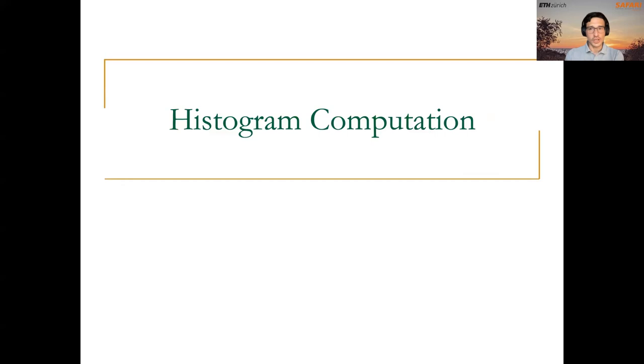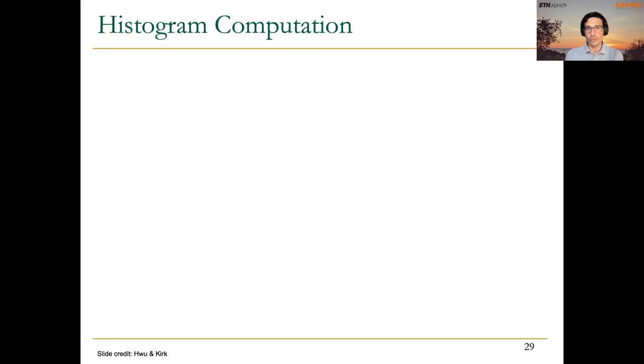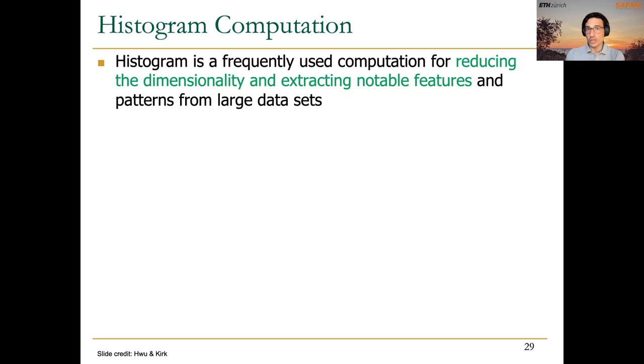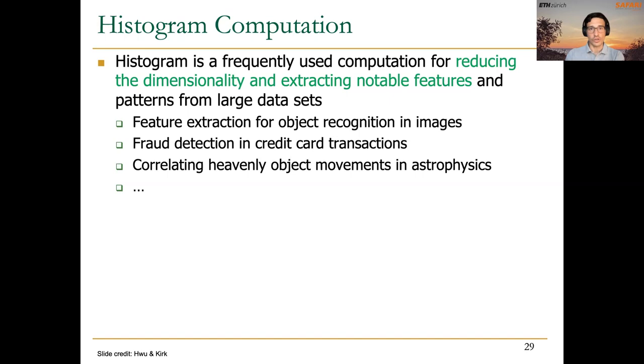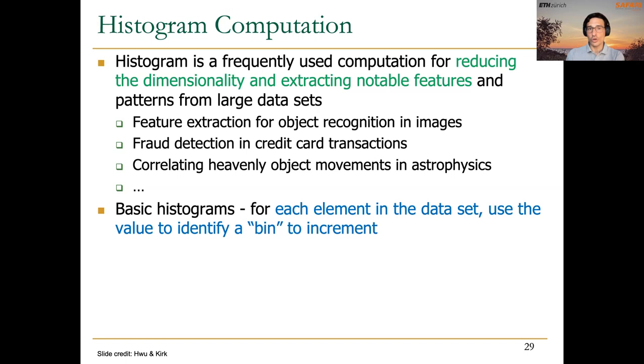But before we start discussing the parallel implementation of the histogram computation, let's recap what a histogram is. A histogram is a frequently used computation for reducing the dimensionality and extracting notable features and patterns from large data sets. They are widely used, for example, in image processing for feature extraction, also in fraud detection and many other fields. In a basic histogram, what we do is go over all elements in the input data set and identify the bin that we have to increment. That is essentially based on the actual value of the element that we are reading.